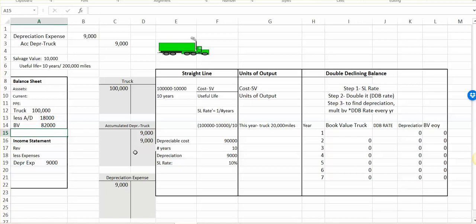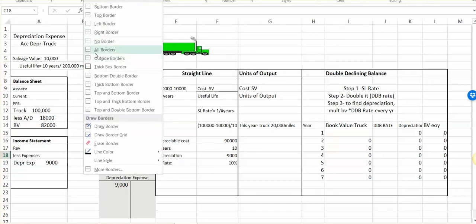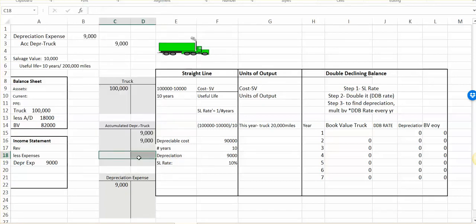So at the end of 10 years, the balance in the accumulated depreciation account, if we're talking about 10 years later, would be $90,000. And so if the balance of accumulated depreciation is $90,000, that means that the book value of that truck at the end of 10 years would be $10,000, which is equal to the salvage value. So that's how depreciation will work.